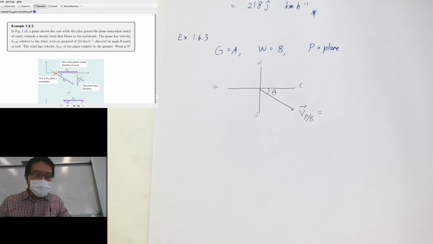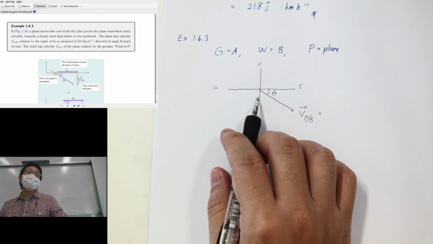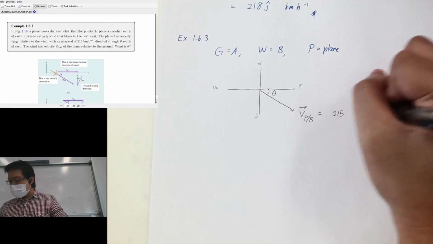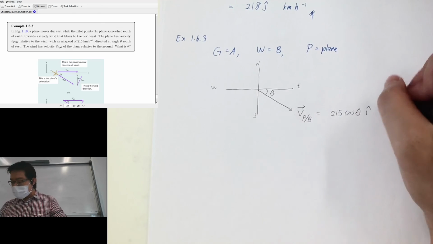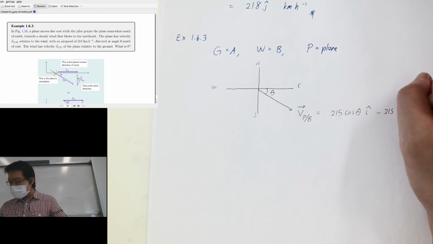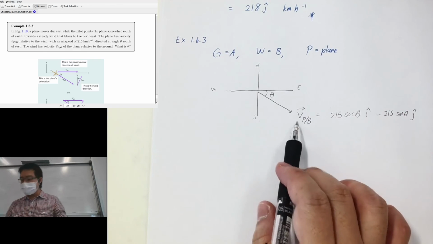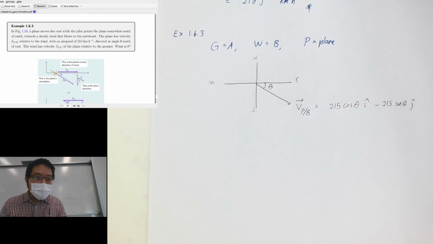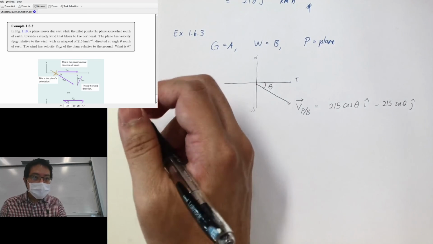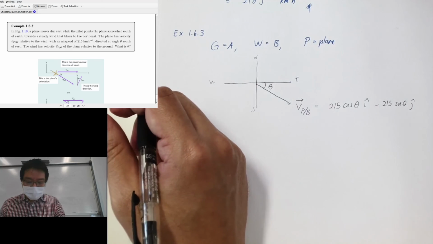The speed is 215, and from here I can get my x and y components. So this is 215 cos theta i, then minus 215 sine theta j, correct? This component is downwards. This is the velocity relative to the wind. And then the wind itself blows northeast.